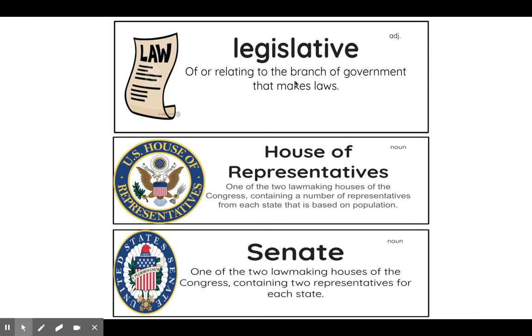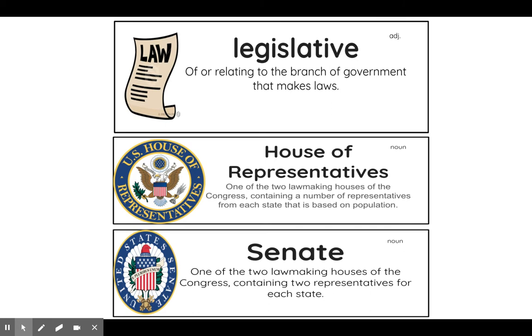Now, the legislative branch, like I said, makes laws, and it is divided into two houses. It is a bicameral house. So the House of Representatives and the Senate make up Congress. And remember when we learned about how there was a debate over balancing representation in the government based on the size of the population of each state or having equal say for each state.